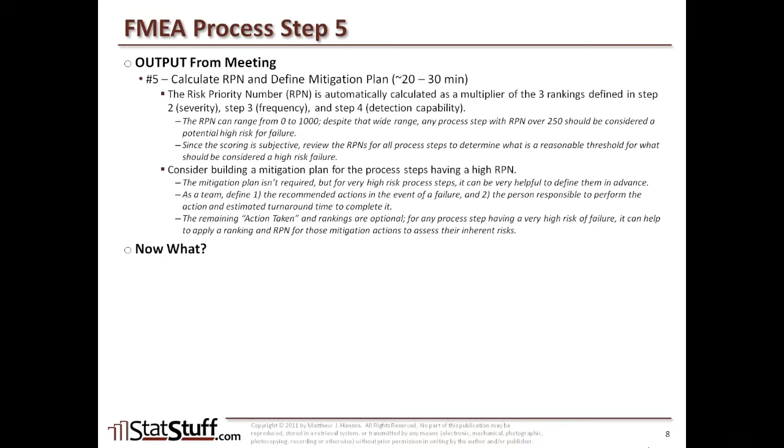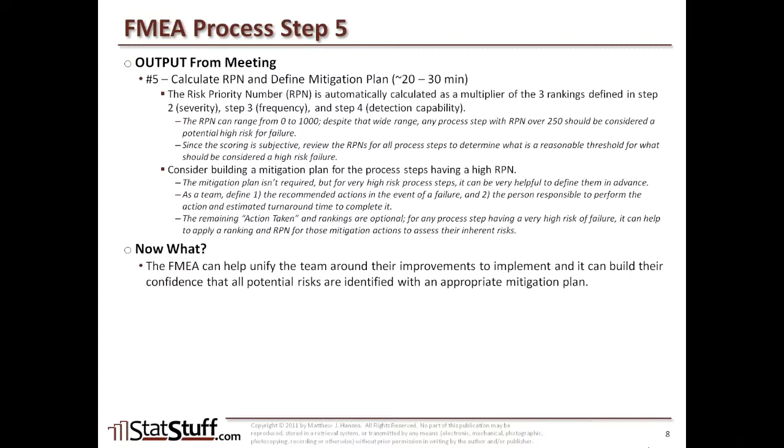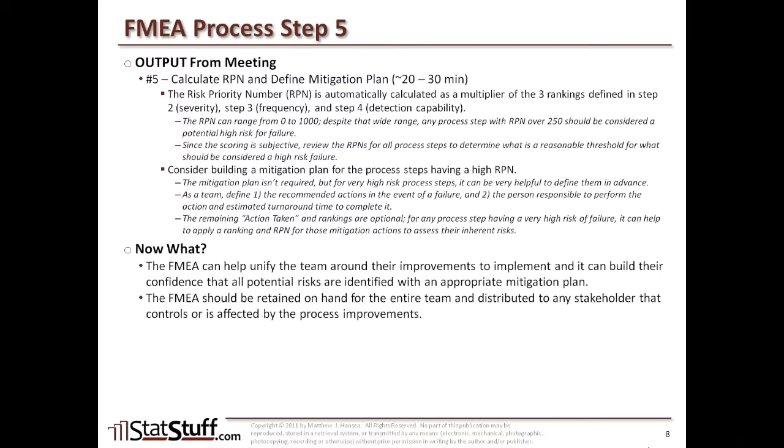So what do we do with this now? Well, the FMEA tool is something that can help unify the team around the improvements to implement as well as to build their confidence that all the potential risks that we've identified are appropriately covered within the mitigation plan. And the FMEA tool is also a way that we should keep this on hand so that the team can have some sort of reference document and keep it distributed as well to other stakeholders who are involved as part of the process or have control over certain process steps that could be affected by this, in case you want to see the effects and any potential risk that could be affecting them as well.